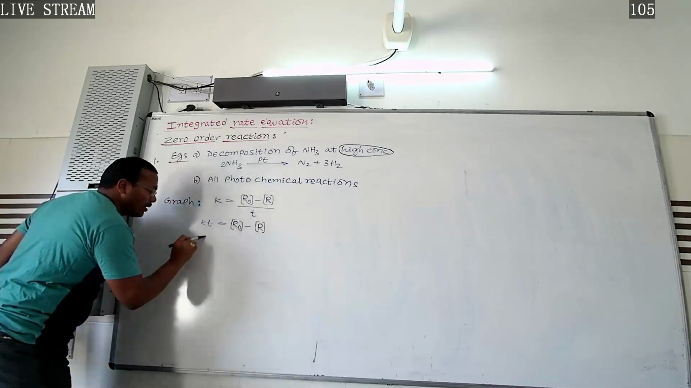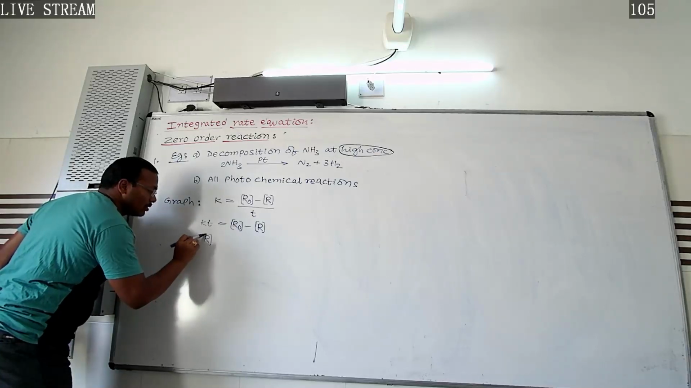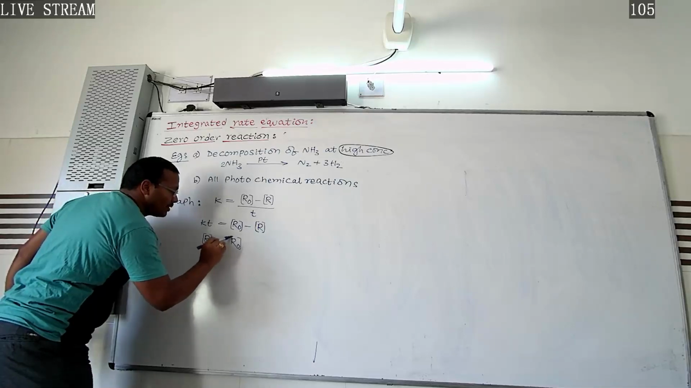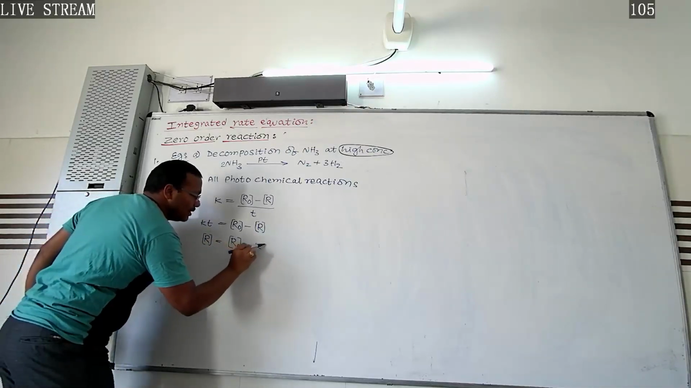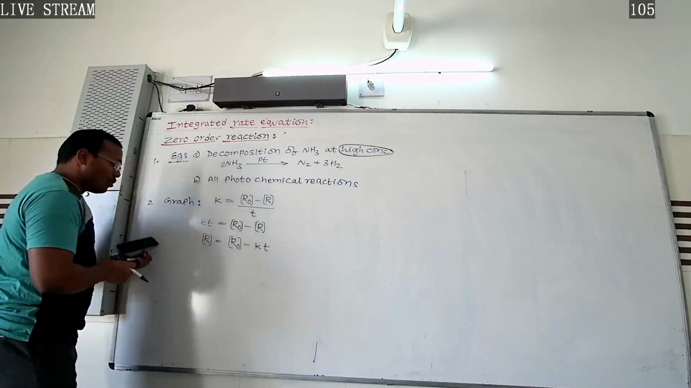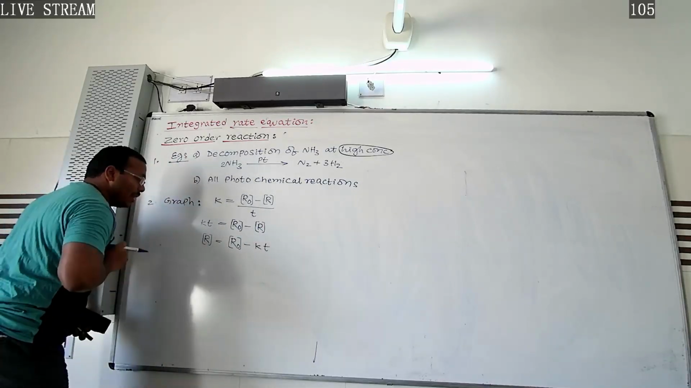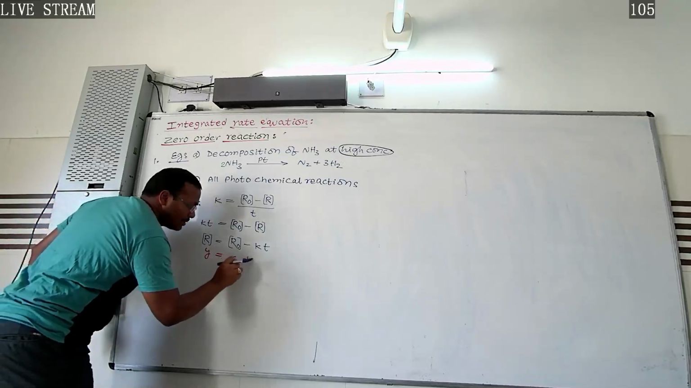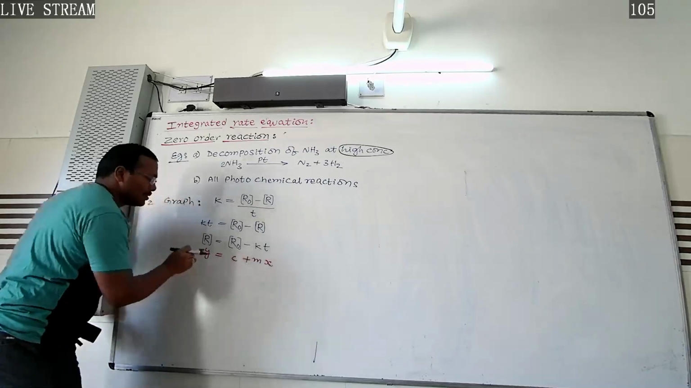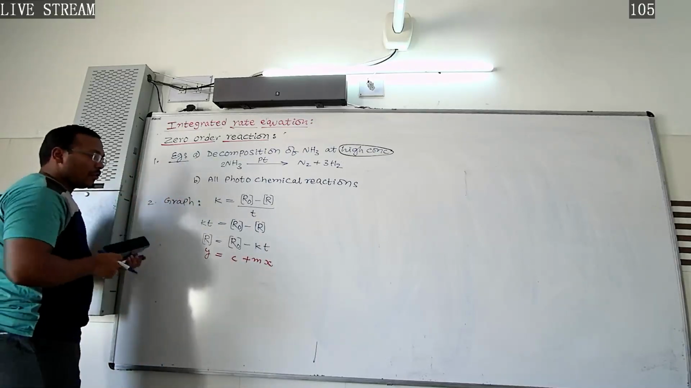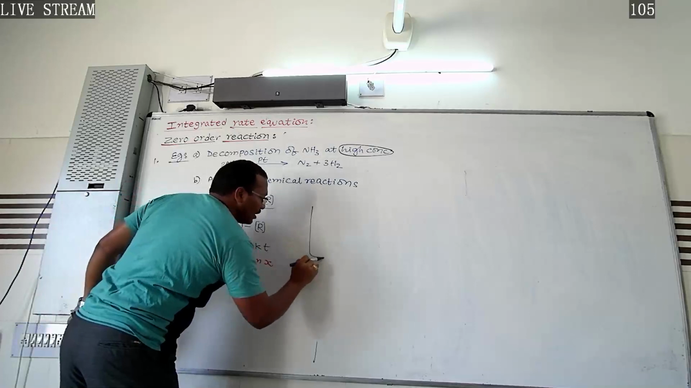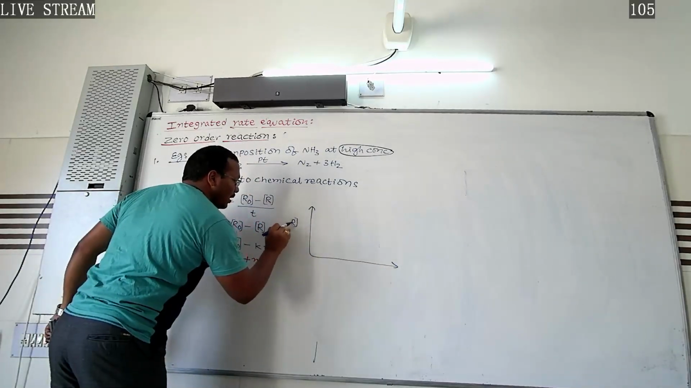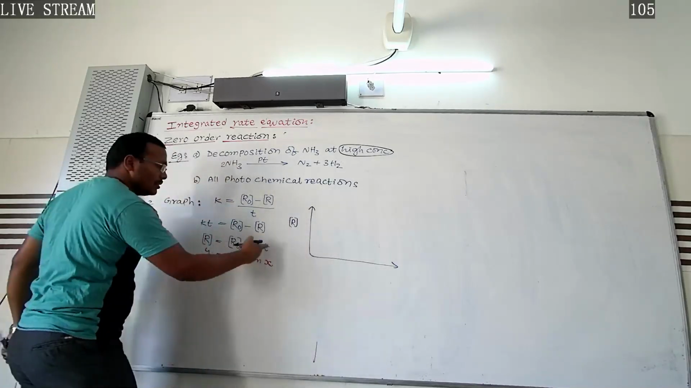So r, the concentration, is equal to r naught minus Kt. Now compare this equation with the normal equation, y is equal to c plus mx, where c is a constant. So on the y-axis what should we take? On the y-axis we should take the concentration, that is r. On the x-axis what should we take?